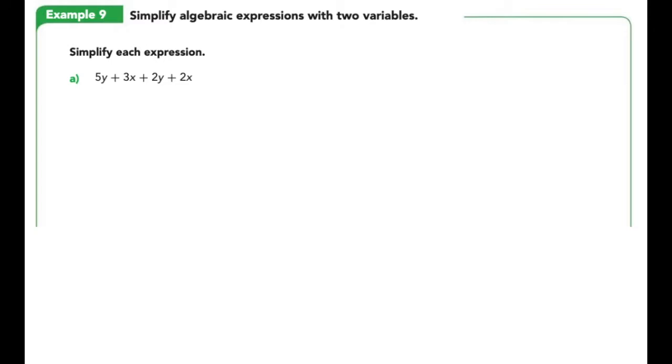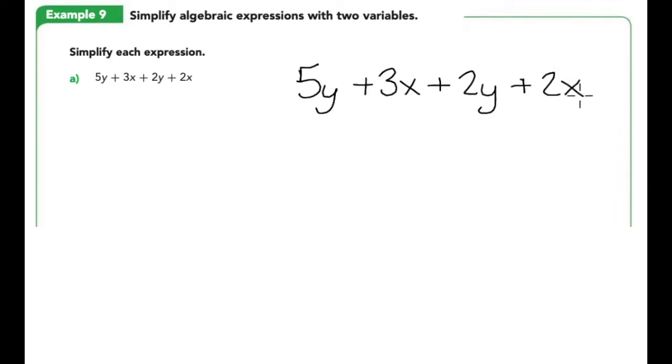In this example, we're going to be looking at simplifying algebraic expressions with two variables. So the first step, again, is going to be writing it out and separating to identify our terms. So we have 5y plus 3x plus 2y plus 2x. Now to split my terms, anytime I hear plus or minus, I'm going to draw a line. 5y plus 3x plus 2y plus 2x.